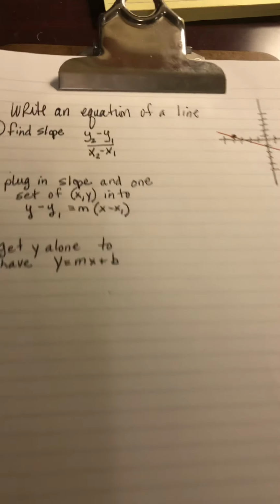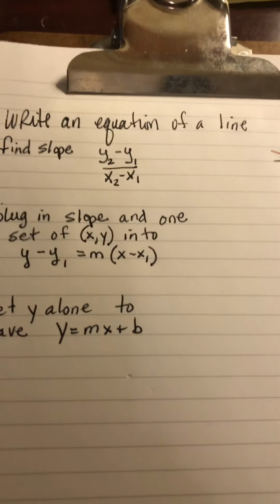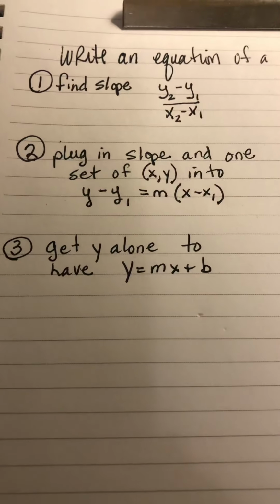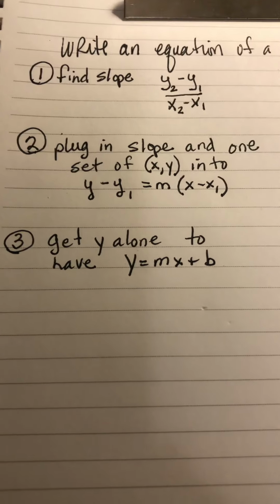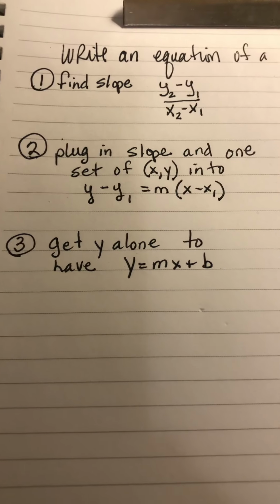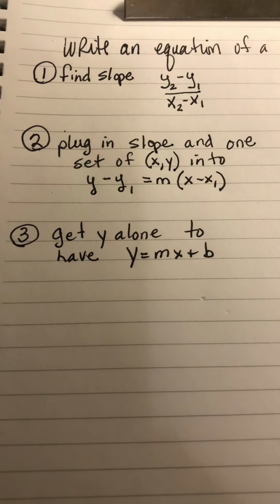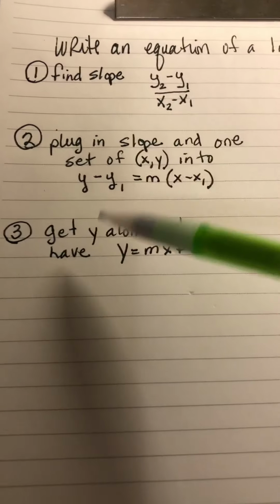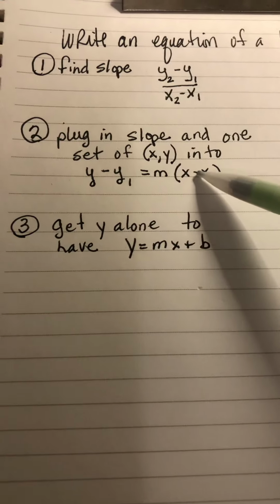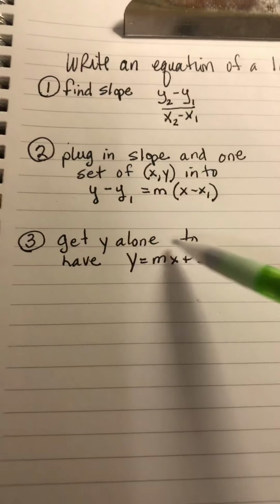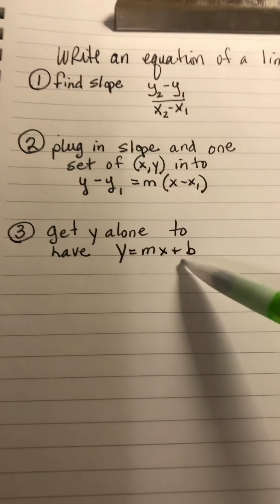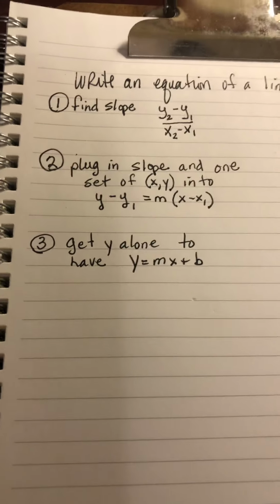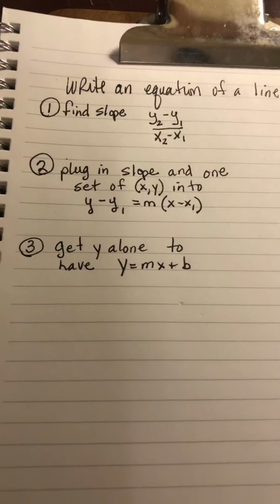Okay, so to write an equation of a line, it's 3 steps. The first step is to find the slope. The second step is to plug the slope and one set of coordinates into the slope point equation here. And the third step is get y alone so that it looks like y equals mx plus b. So it's these 3 steps. So how are we going to accomplish that?